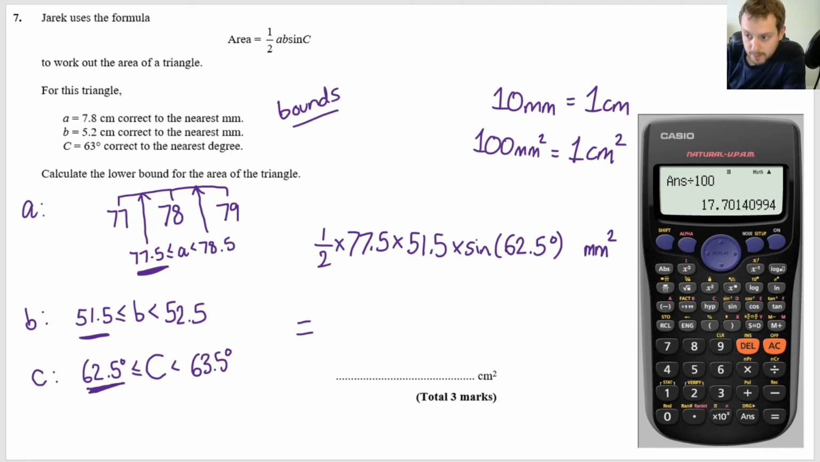So 17.701, if you want to be as accurate as that. Yeah, there you go. So that's how you do that one. Very careful at the end there. Remember, this was in millimeters squared, but the question wants it in centimeters squared, so you actually divide by 100.